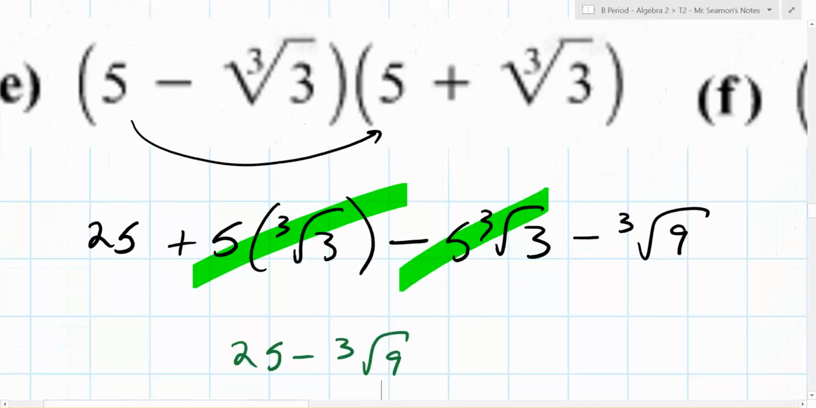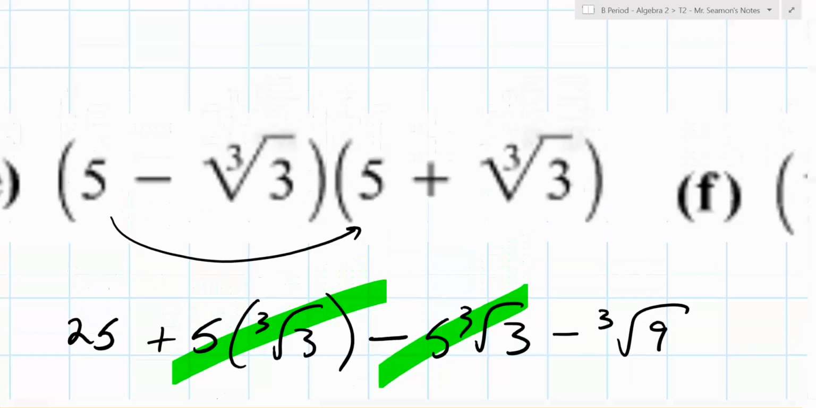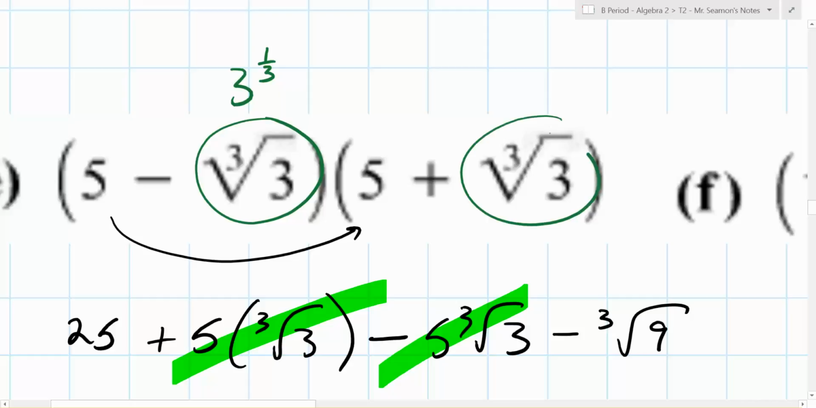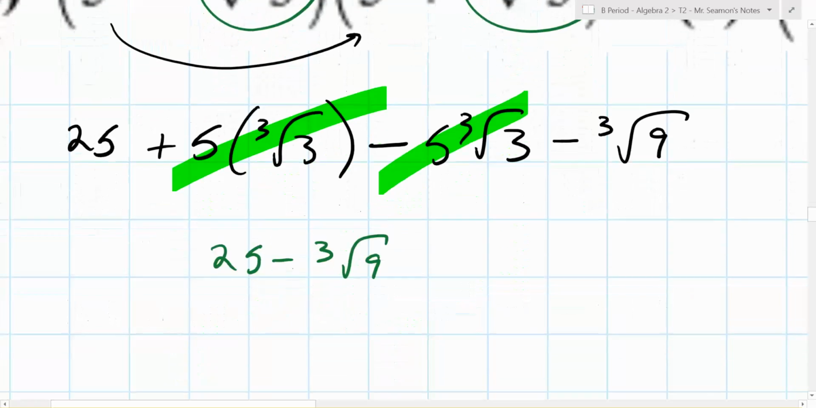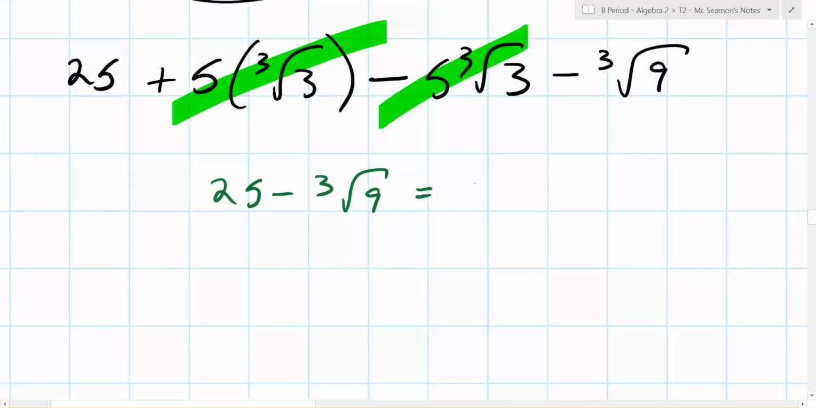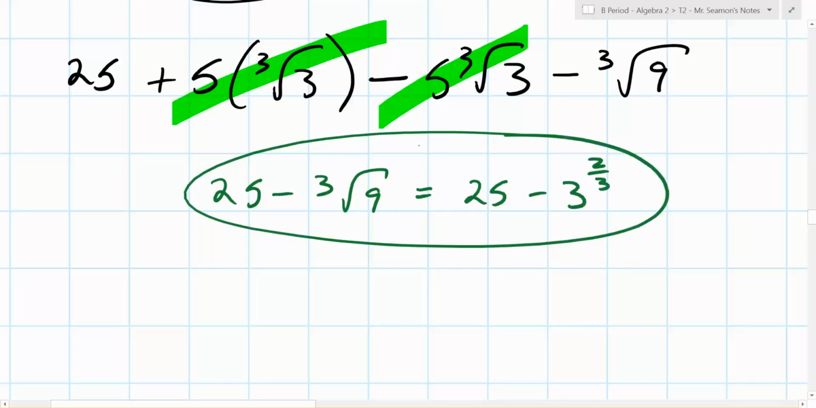Another way you could have written that, what is the cube root of 3 written in exponential form? 3 to the 1/3. And then what's this one in exponential form? When you multiply 3 to the 1/3 times 3 to the 1/3, what do you get? 3 to the 2/3. Yes. So you could write it as 3 to the 2/3. Either one is fine.